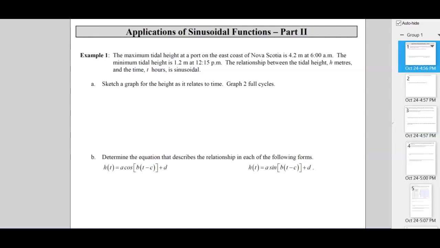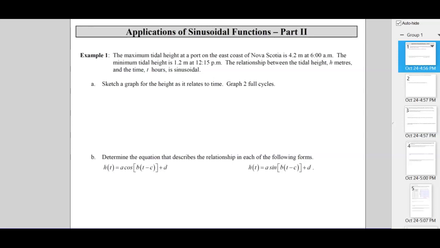Applications continue, basically is an extension of determining equations of sinusoidal functions. Except for the fact you might not be given the graph, you might be given information that you can sketch on a graph and then come up with the equation of it. Okay, so it's just one more step. It might be data that's given to you or a real life situation, and then you have to interpret that, then put it into an equation.